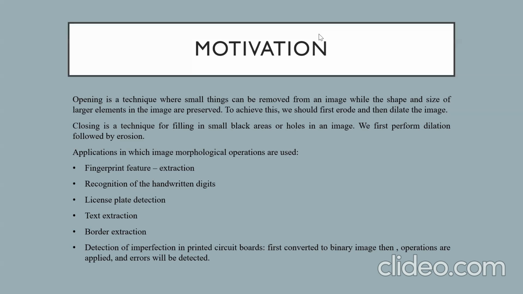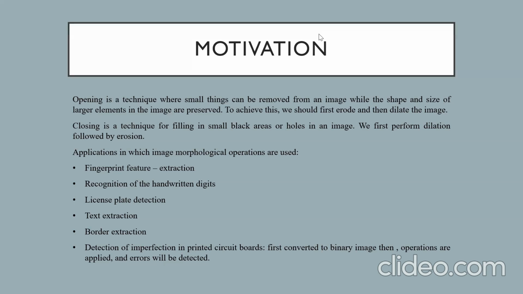The other one I want to discuss is printed circuit boards. Operations like dilation and erosion make it possible to identify the imperfections of printed circuit boards. For detecting and testing, the image is first converted to a binary image, then morphological operators are applied to the tested image, and then errors are detected. So for detecting errors in printed circuit boards, we use these morphological operations. They are also used in text extraction.